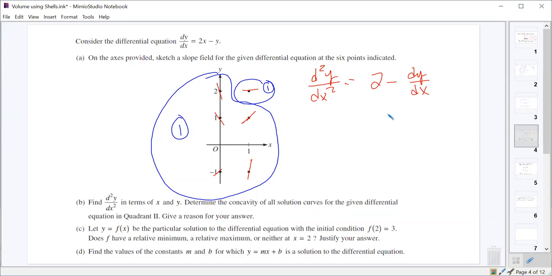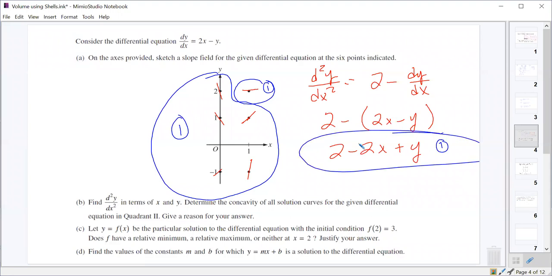All right. And how do we rewrite that? We'll write 2 minus the quantity 2x minus y, of 2 minus 2x plus y. And that was 1 point, if you got this.